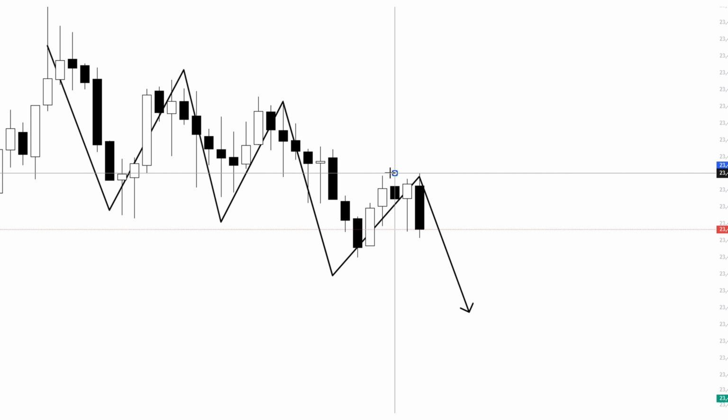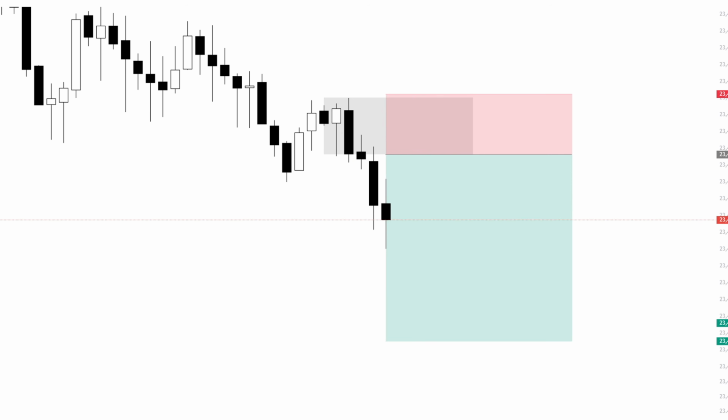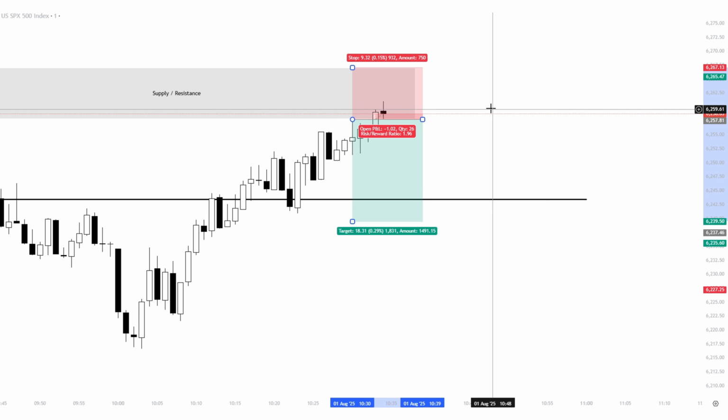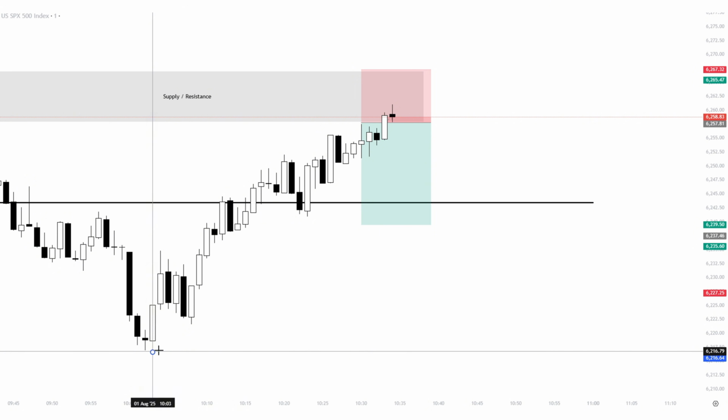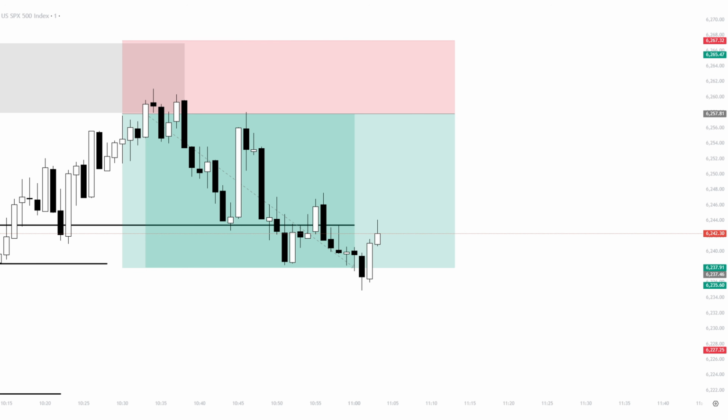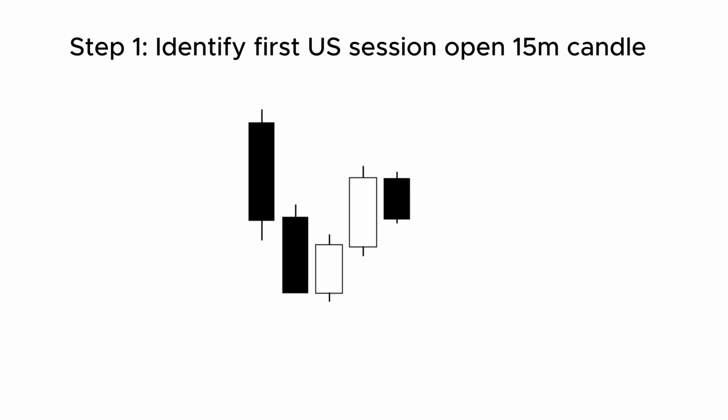Scalping is overcomplicated by many, and that's why you get confused and lose trades like this, when in reality it should be simple to understand. And we're going to implement the complex concepts only to find high-quality setups, so pay close attention and let's get started. For the first step, we identify the first 15 minutes candle that opens the US session.